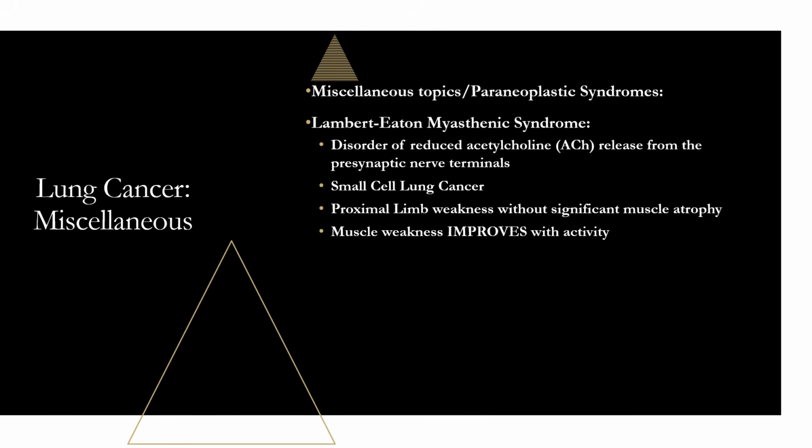And then the key here to differentiate from myasthenia gravis is that with Lambert-Eaton myasthenic syndrome, muscle weakness is going to improve with activity. This is different than myasthenia gravis, because myasthenia gravis is worse with repeated muscle use, whereas in Lambert-Eaton syndrome, repeated exercise or activity forces the release of acetylcholine, which improves the symptoms. So muscle weakness improves with activity.